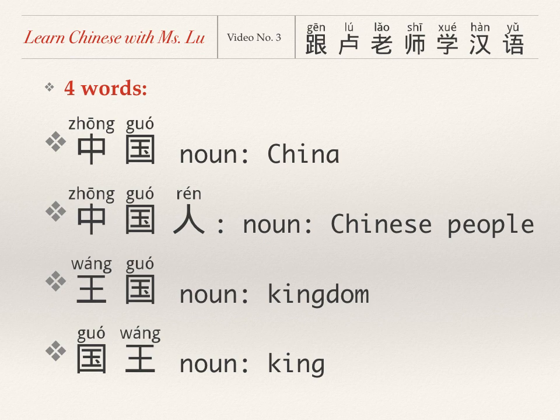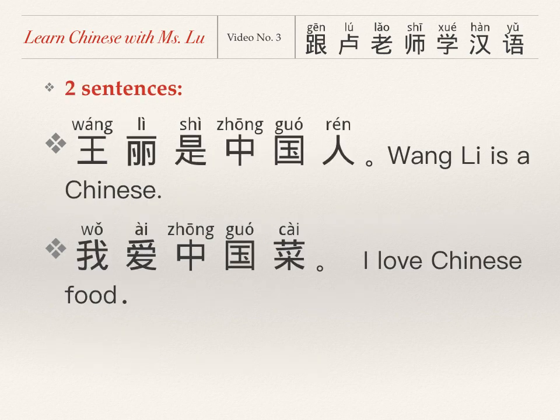Now let's read these 4 words. The first one, please read after me. 中国, 中国. Next, 中国人, 中国人. The third one, 王国, 王国. The last one, 国王, 国王.